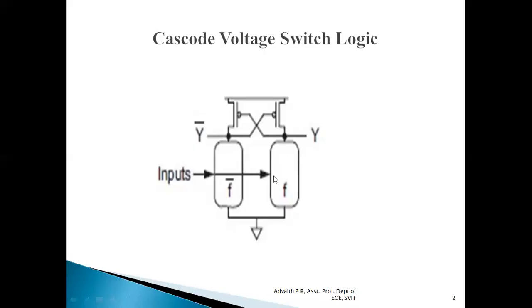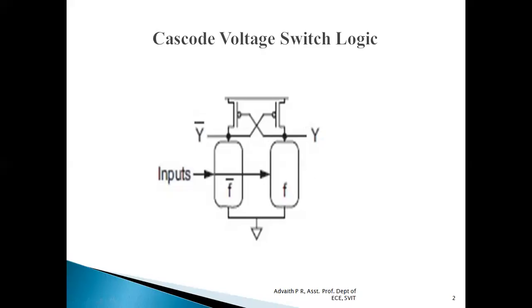In a similar way, if this particular pull-down network is activated or turned on, the logic level 0 passes through this pull-down network and ultimately reaches the gate of PMOS transistor P1, whose logic level will be equal to 0, and hence P1 will be turned on. So once P1 turns on, there will be a connection established between the source and drain terminals of P1, and we'll get a high output with respect to Y bar. So this cascode voltage switch logic can be easily understood by considering an example.